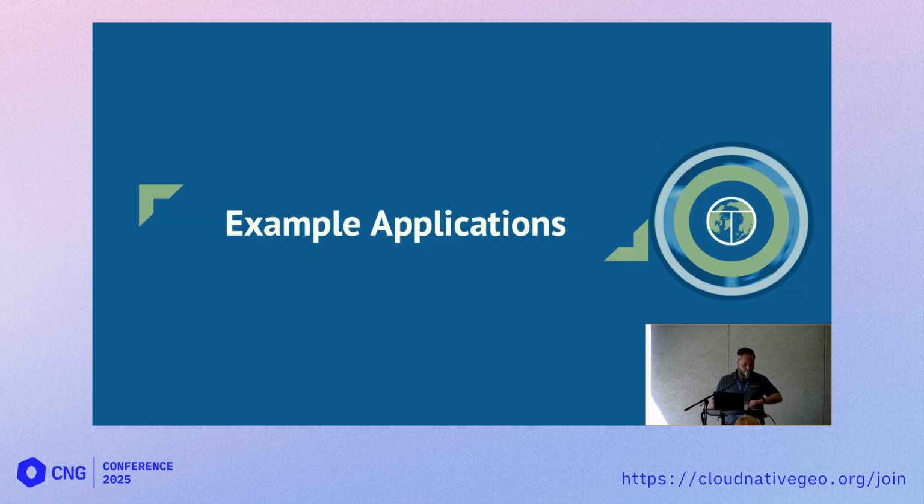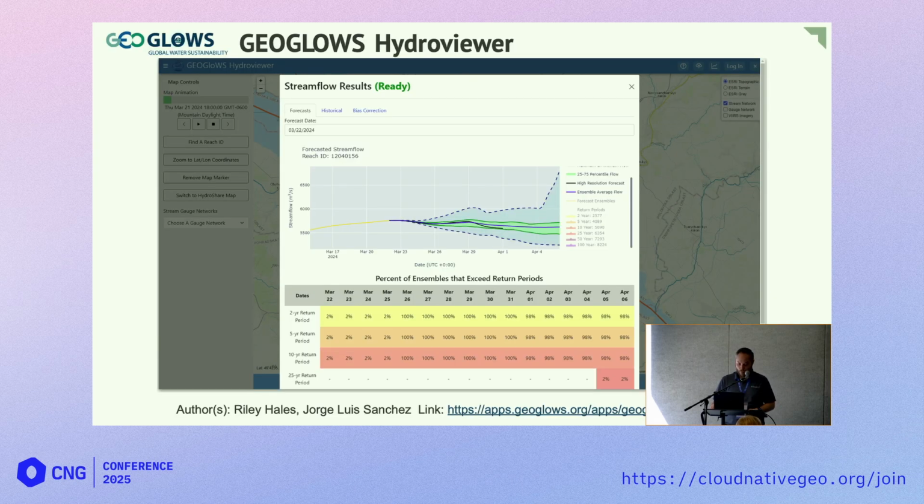So I'll show you just a few example applications that our community has developed. So GeoGLOWS developed a global streamflow service that is freely available through a RESTful API. And along with it, they developed this application called the GeoGLOWS Hydro Viewer that allows users to pan around the globe, find a river that they're interested in, and see the 15-day forecast for that reach. Like I said, this data set is global. It's built on top of ECMWF, one of their global models.